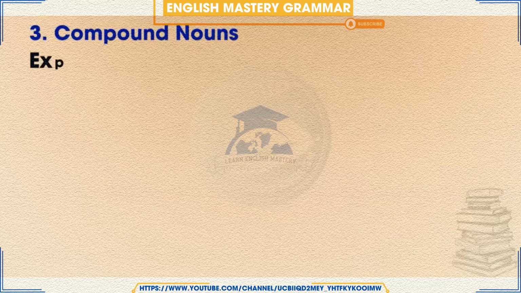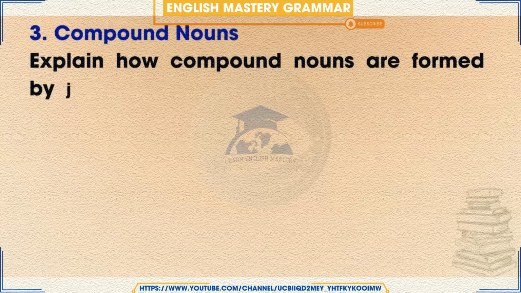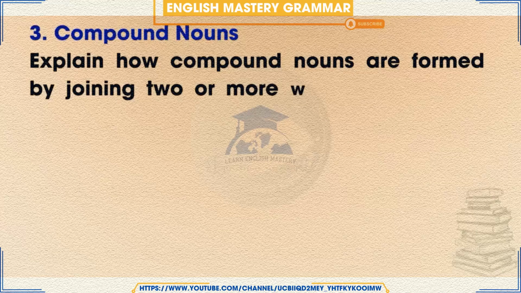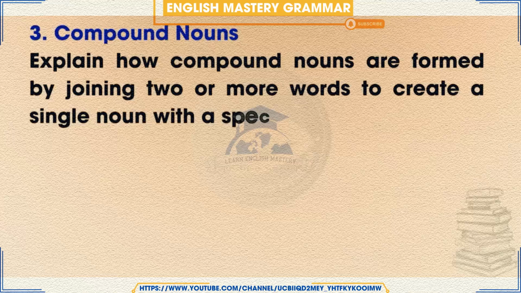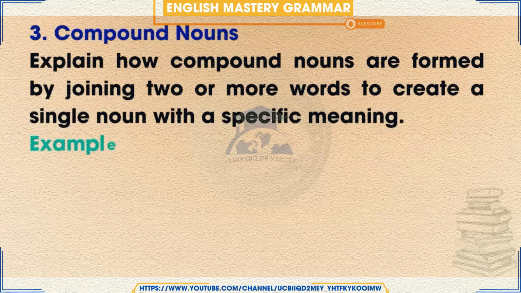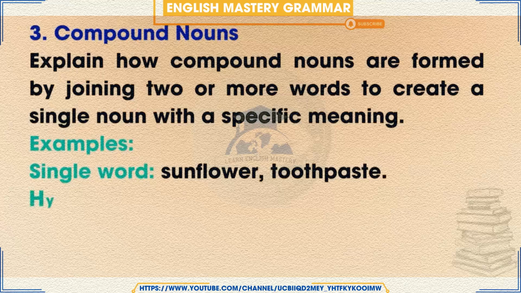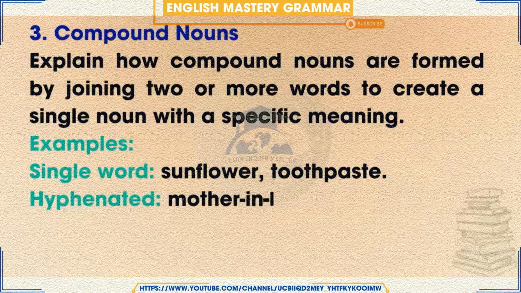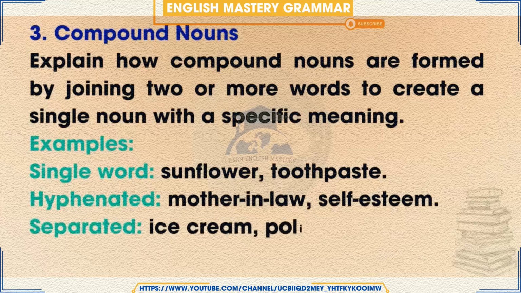3. Compound nouns. Explain how compound nouns are formed by joining 2 or more words to create a single noun with a specific meaning. Examples: single word, sunflower, toothpaste. Hyphenated, mother-in-law, self-esteem. Separated, ice cream, police officer.